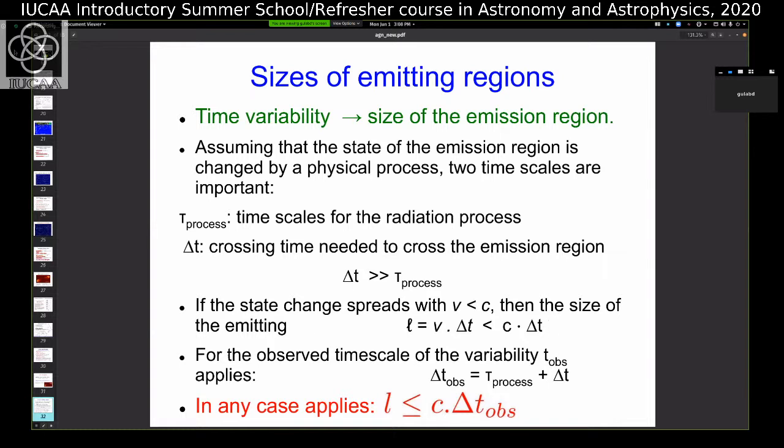So the observed time scale of the variability, T observed, will be the sum of the time scale for the radiation process plus the crossing time. As I mentioned, T process is much smaller than the crossing time. And in any case, the size of the emitting region is equal to or less than about c times the observed variability time scale. So the variability time scale multiplied by the speed of light gives the upper limit on the size of the emitting region.